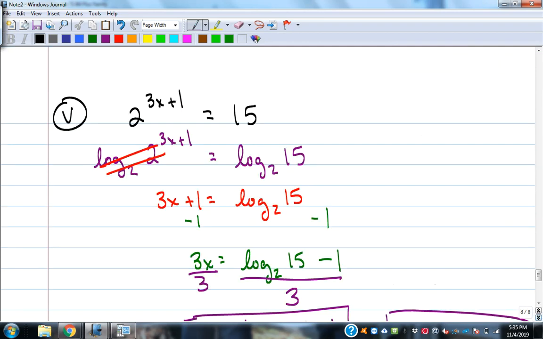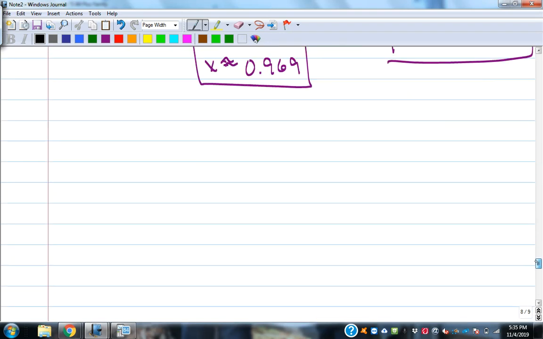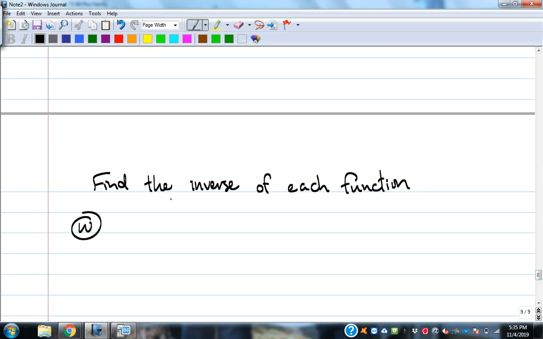Now, last thing in this section, this is still section 6.5. I mean 6.4. I think we're going to get 6.5 tonight, which is fine. No big deal. It is to find the inverse of each function. All right, so this is W. F of x is equal to natural log of x minus 3. And we're going to find the inverse of that function.